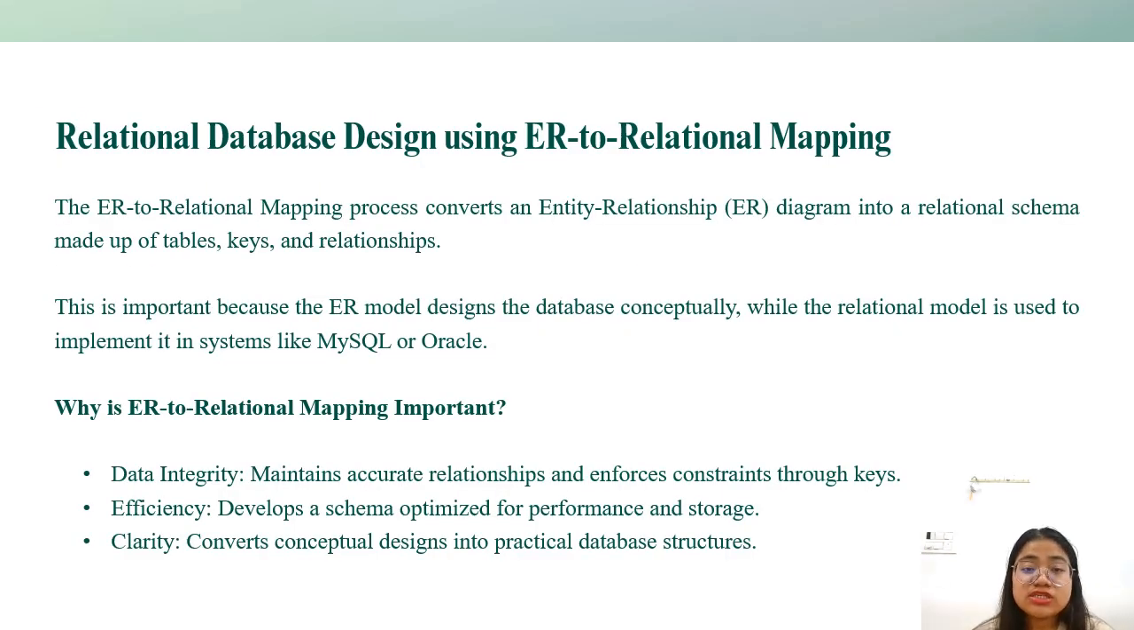Next, we have relational database design using ER to relational mapping. When we say ER to relational mapping, it is the process of converting our ER diagram to a relational schema. An ER diagram is just a diagram, the logical view of how we are going to create a database, and a relational schema is the actual blueprint from where we are defining the tables and how we are starting to convert it into the real database, which includes the tables, keys, and the relationships.